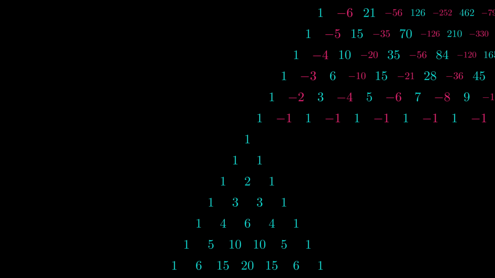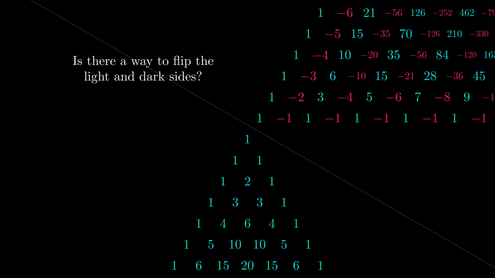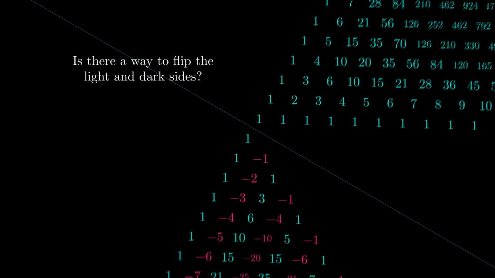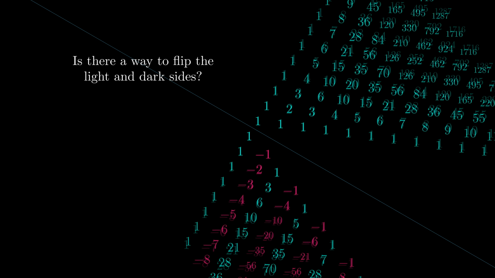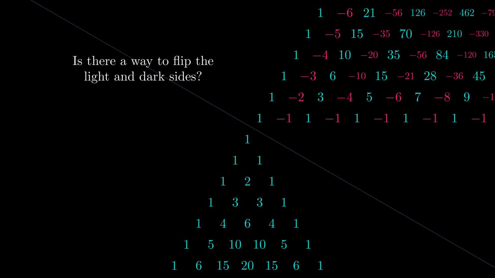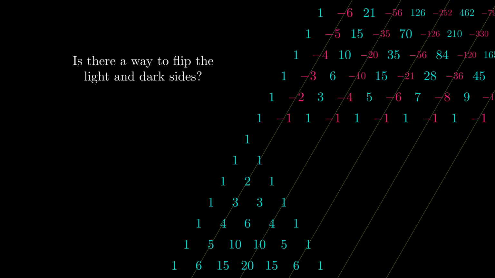Let's investigate the relationship between the light and dark sides more. Since the two sides are almost symmetrical, there might be a way to flip them. There are several equivalent ways to swap the light and dark sides. For example, you can mirror the entire triangle along this line, or take every other diagonal and flip all of the signs.